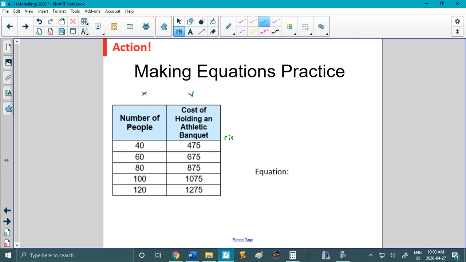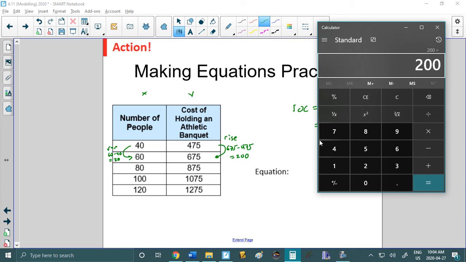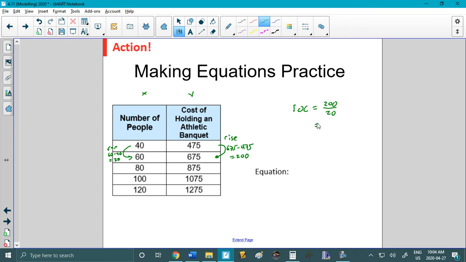So to get the rate of change, I do the rise. So 675 minus 475 is 200. And I do my run. 60 minus 40 is 20. So the rate of change is rise divided by run. I think that's going to be 10. I made a mistake there and I fixed it. So this is going to be $10 because it's cost per person.